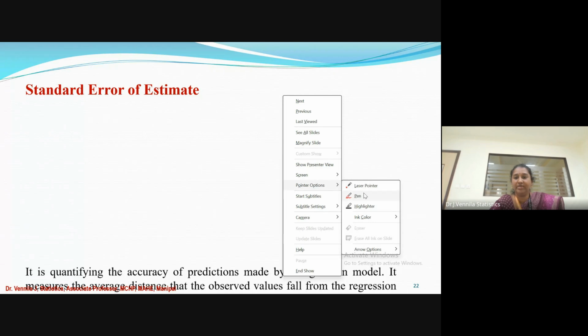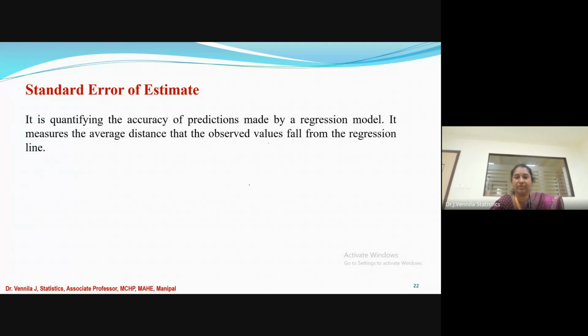The most important one is the standard error of estimation. What is meant by standard error? You know the standard deviation, right? The standard deviation of a sample statistic, based on the population parameter, is called the standard error. That formula is sigma by root n.